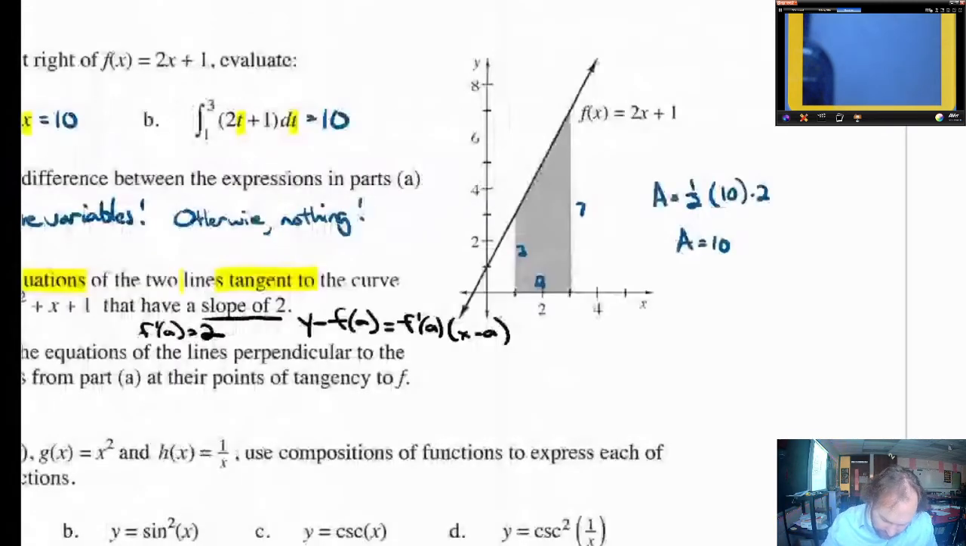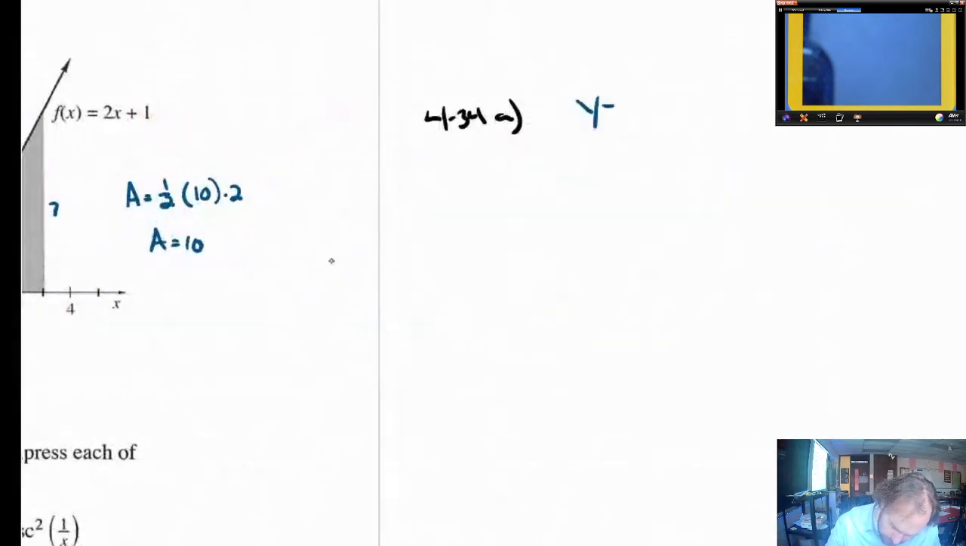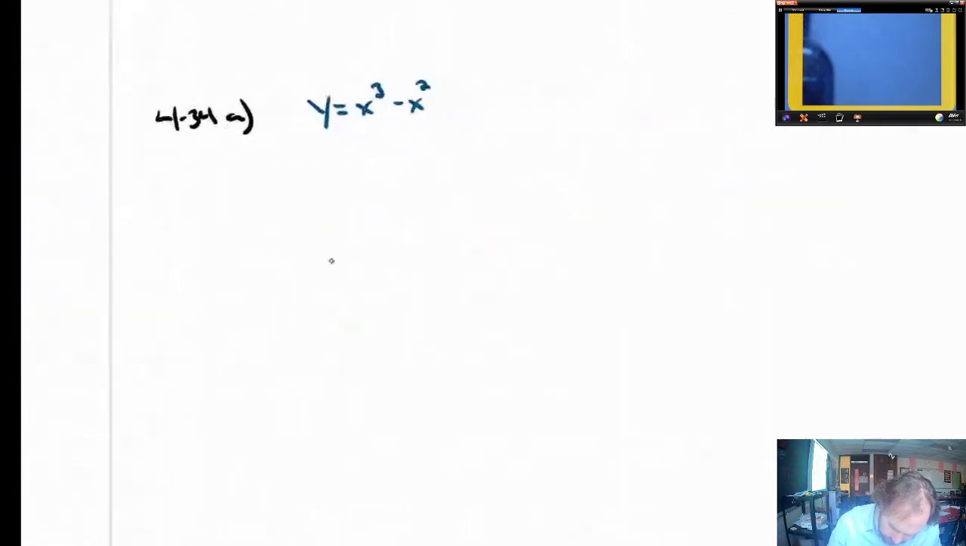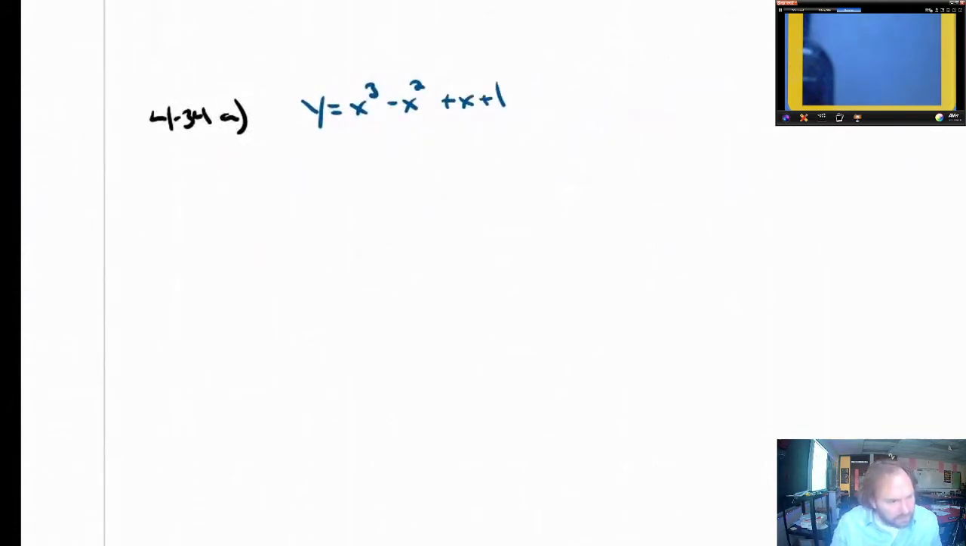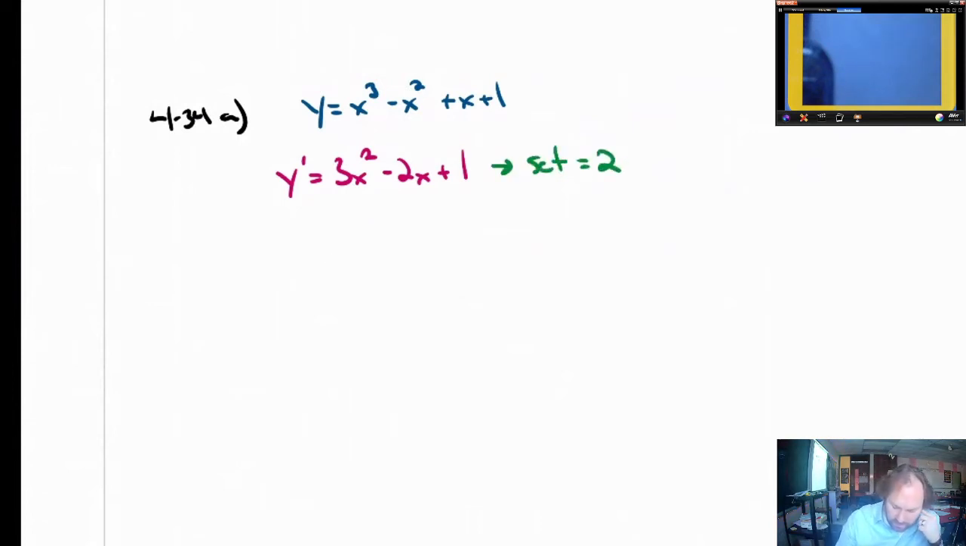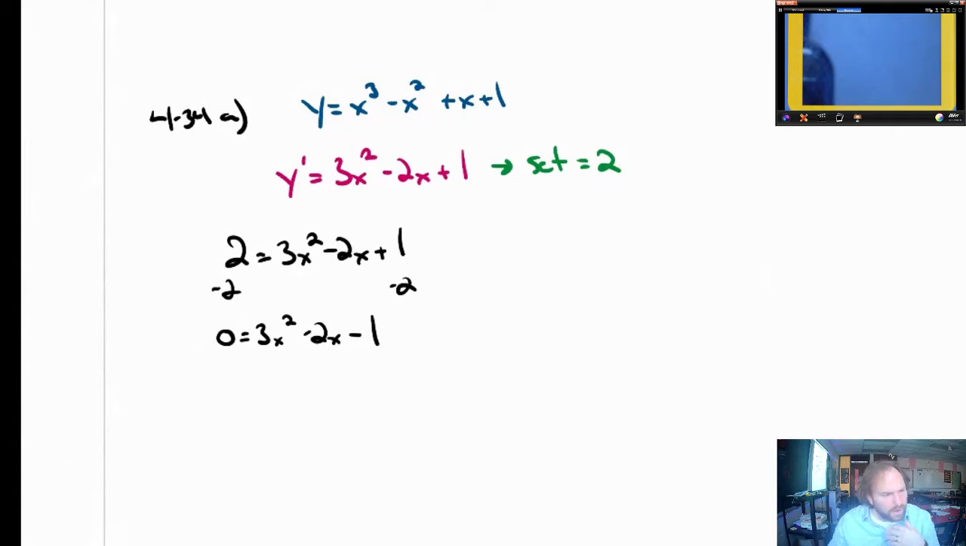So the original equation is x to the third minus x squared plus x plus 1. So if we take the derivative of that, y prime, we're going to get 3x squared minus 2x plus 1. Now we are looking for, in this problem, when the slope of the tangent line is equal to 2. So what we're going to do is we're going to set this equal to 2 and solve for that. So here's what we have. We have 2 equals 3x squared minus 2x plus 1. We're going to subtract that 2 over from both sides, and we're going to get 0 equals 3x squared minus 2x minus 1. And now we're going to try to factor this.